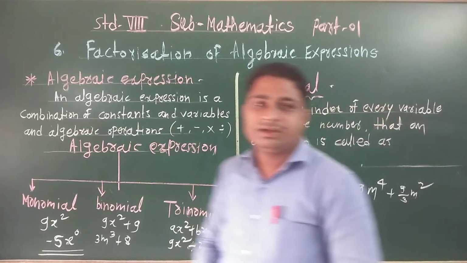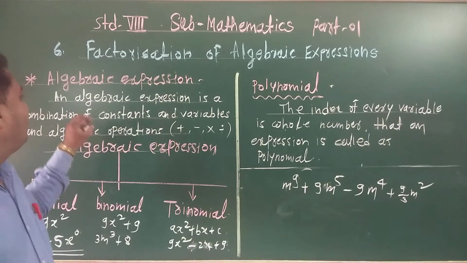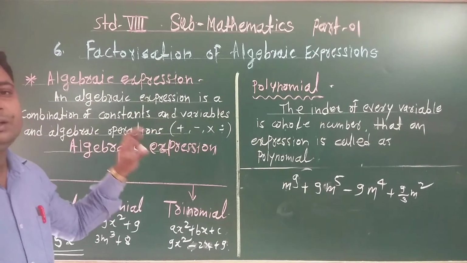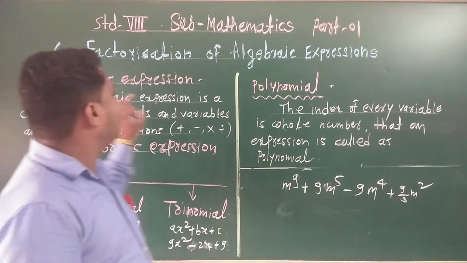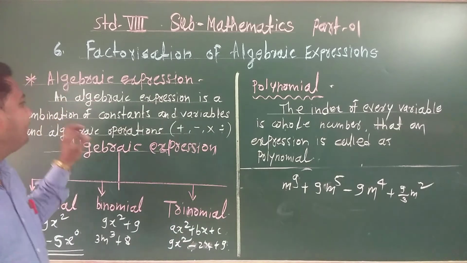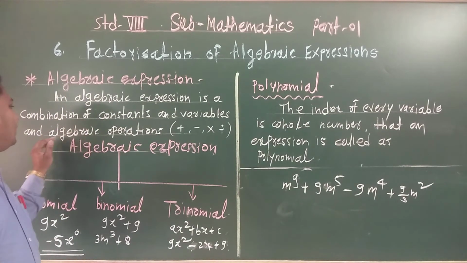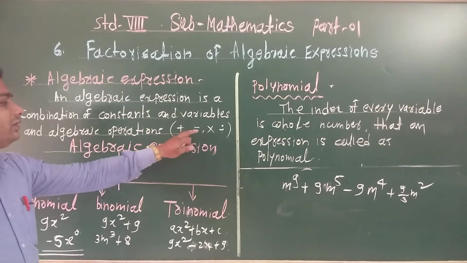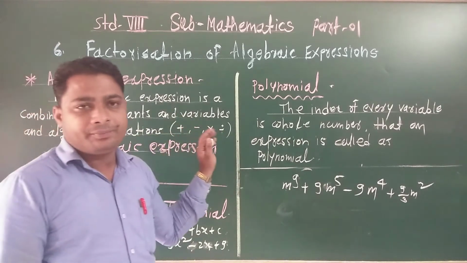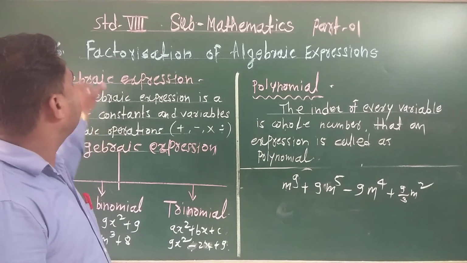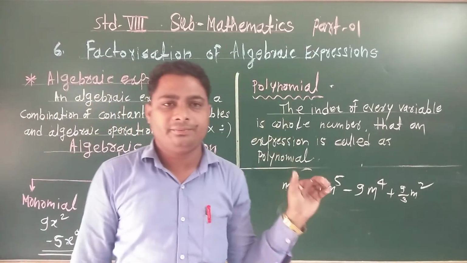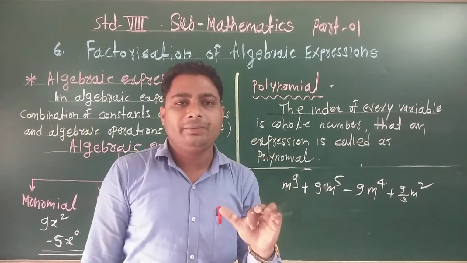Okay. Here, the definition of algebraic expression: an algebraic expression is a combination of constants and variables and algebraic operations: addition, subtraction, multiplication and division. Okay, now let us discuss the factorization of algebraic expressions.